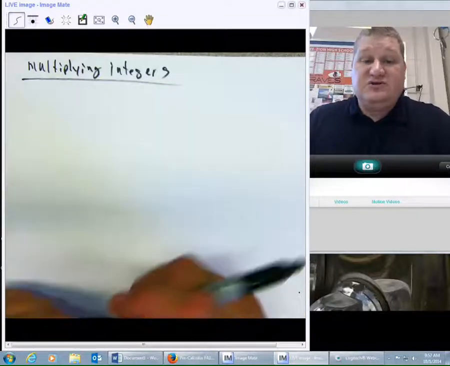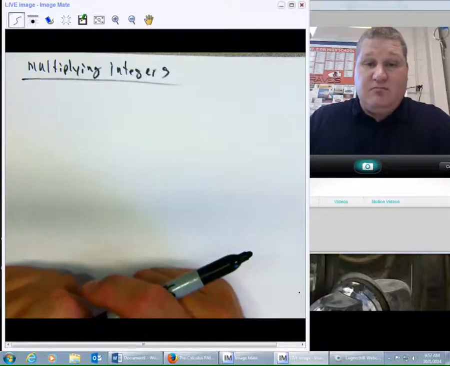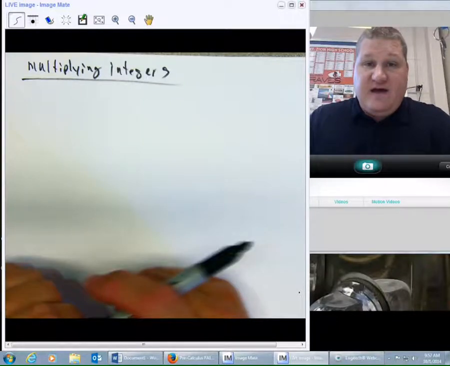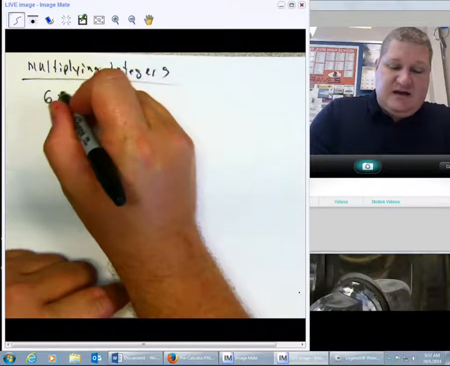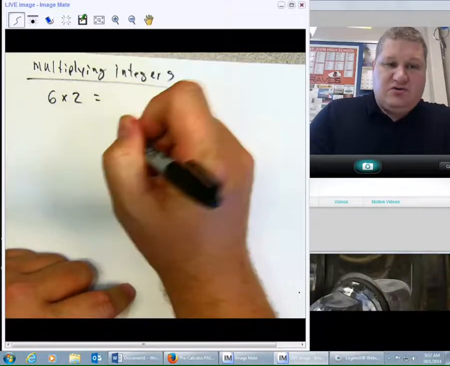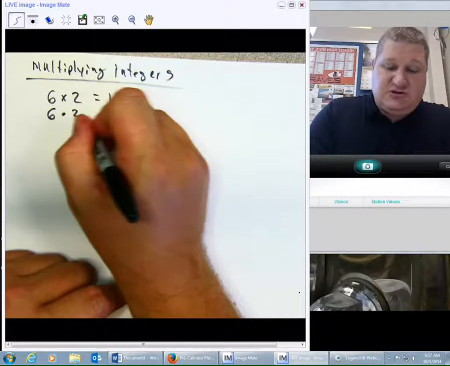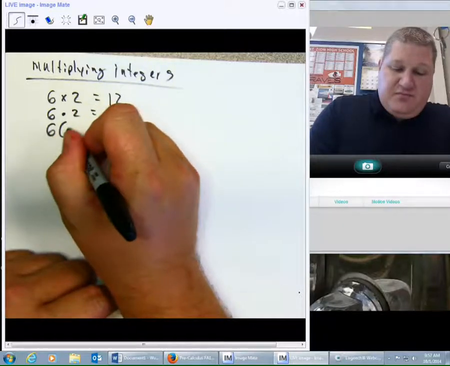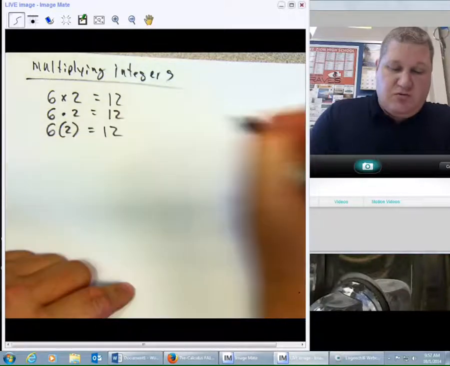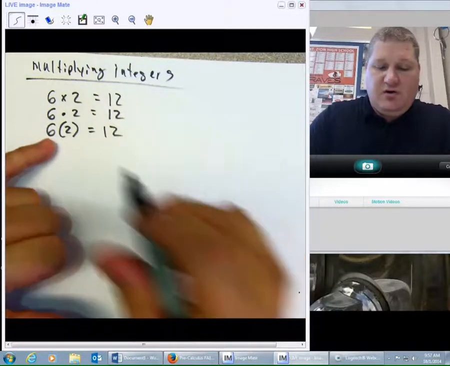Okay, ladies and gentlemen, let's start talking about multiplying integers. If I want to start multiplying integers, that means I'm going to be taking something like 6 times 2, and so 6 times 2 is going to be 12. Now, of course, I could write it 6.2, that's also 12. I could write 6 parenthesis 2, that's also 12. All those are alternate versions of a multiplication symbol.